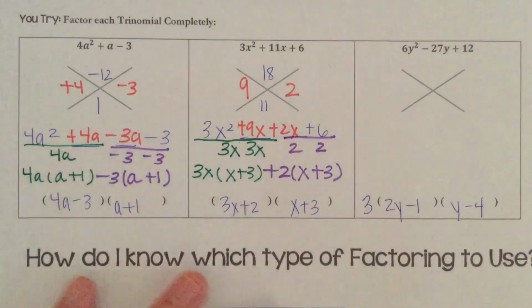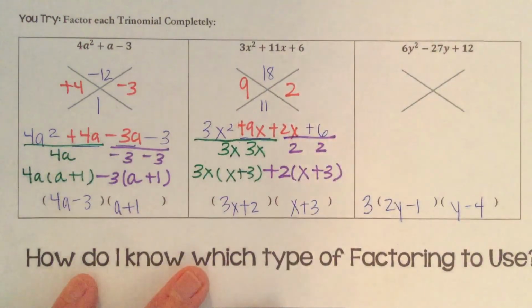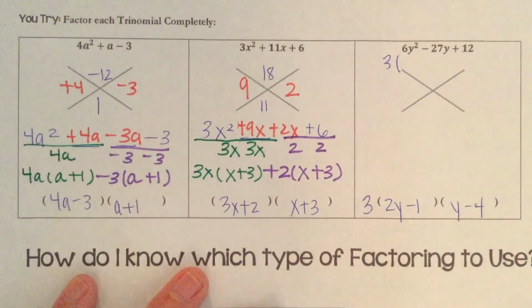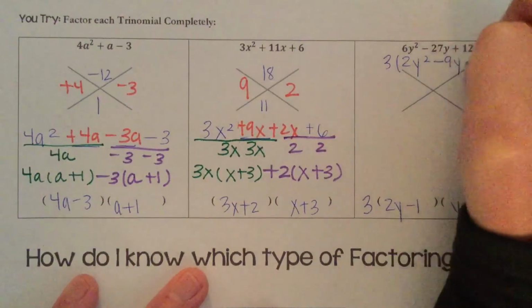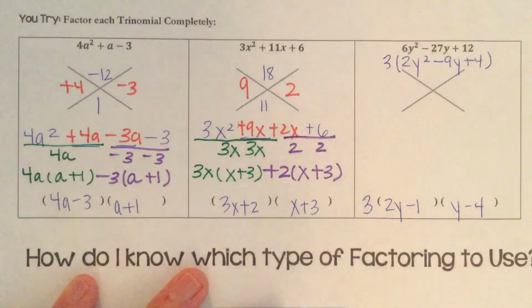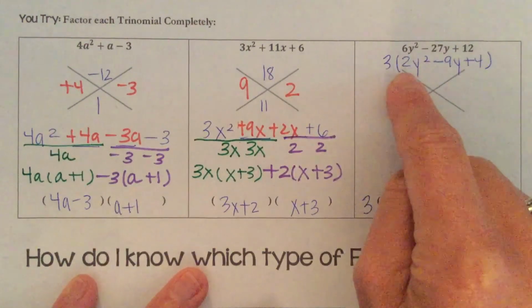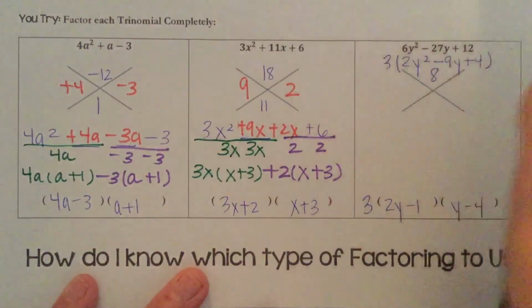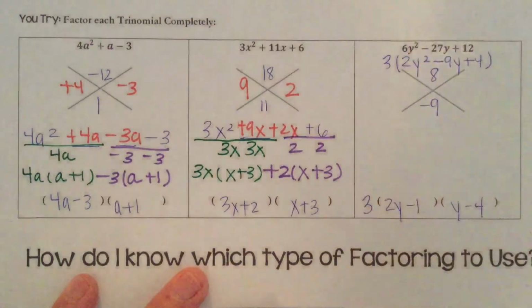Finally, I'm looking for a greatest common factor among all 3 terms. I should notice that 6y squared, negative 27y, and positive 12 are all divisible by 3. When I take that out, I am left with 2y squared minus 9y plus 4. I multiply my a times my c, so 2 times 4 is 8. And I put my coefficient of y, or my b term, right there.